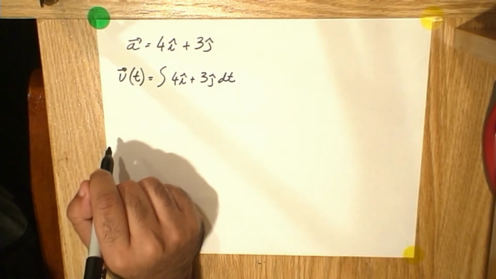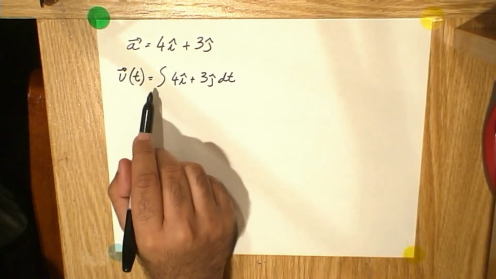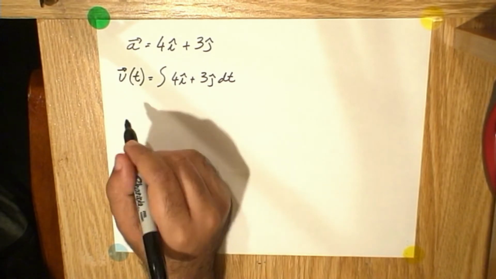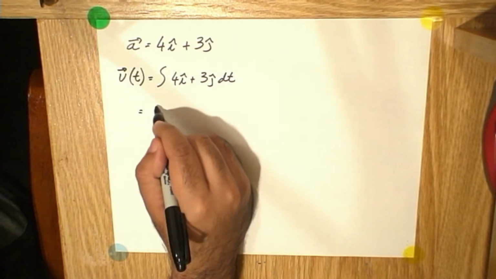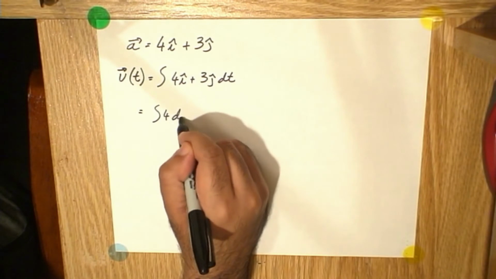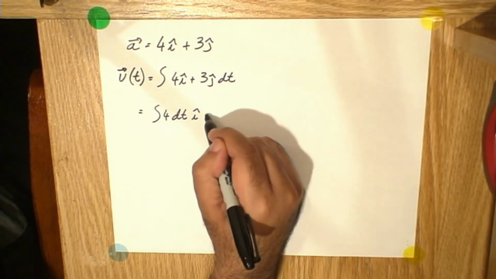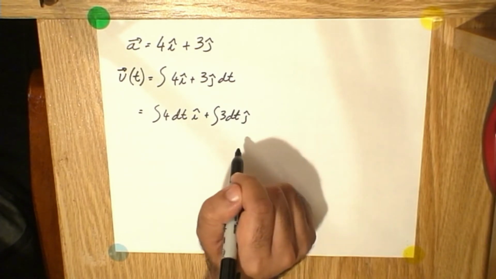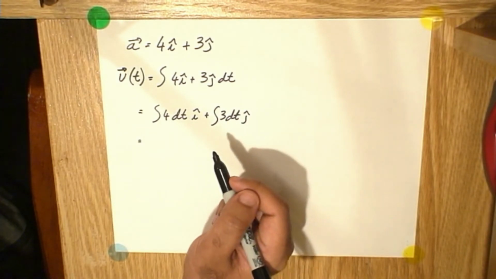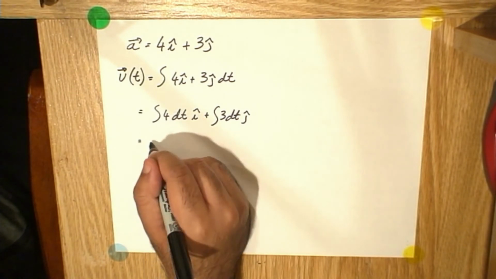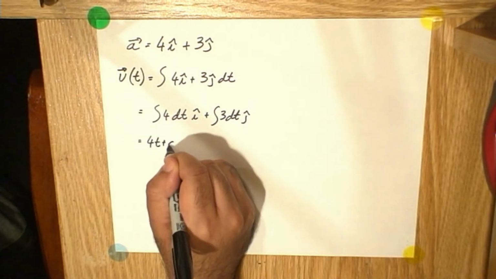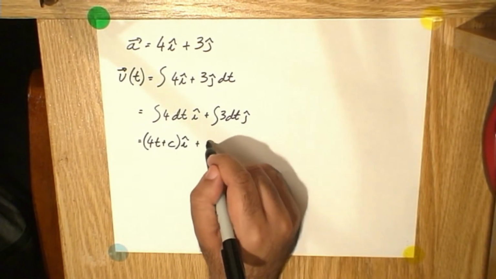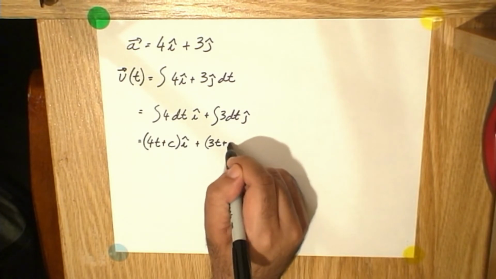Now you might be wondering how we would do that. What we have to do is treat the i's and the j's separately, just like we do for any other operation. So another way to write this would be the integral of 4 dt times i plus the integral of 3 dt times j. So now this becomes easy. The integral of 4 is 4t plus c, and the integral of 3 is 3t plus c.